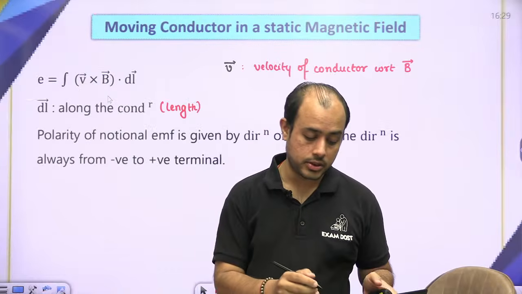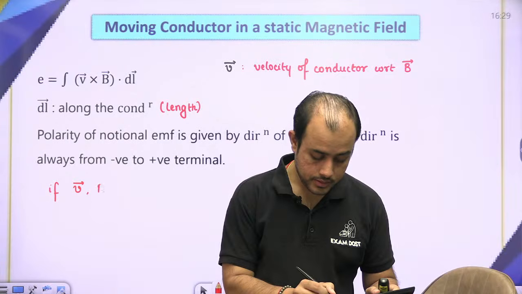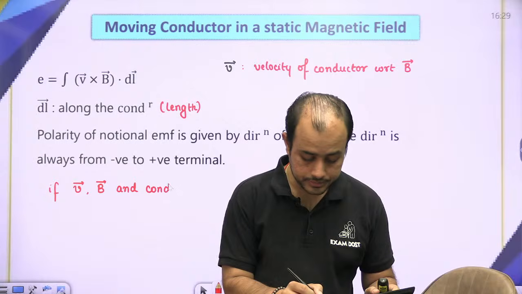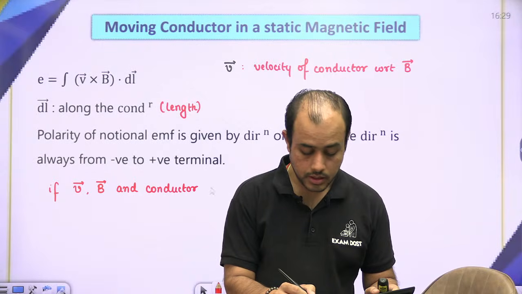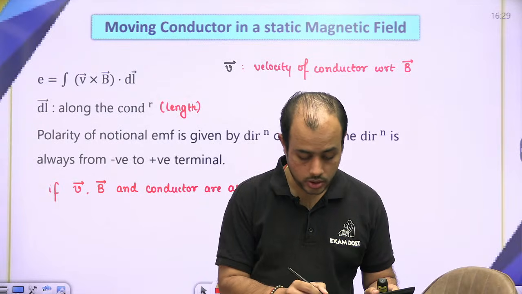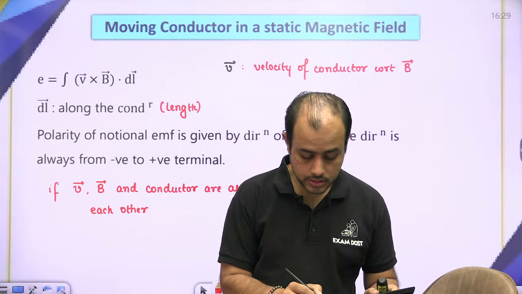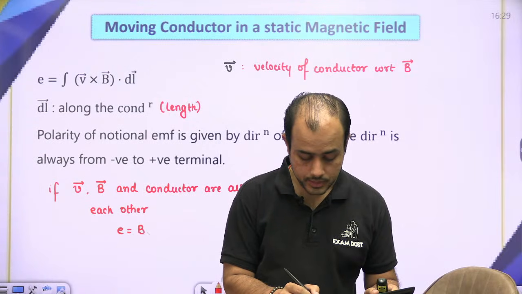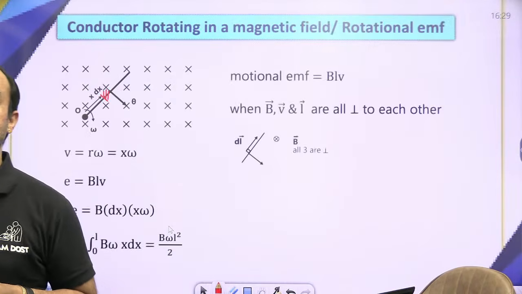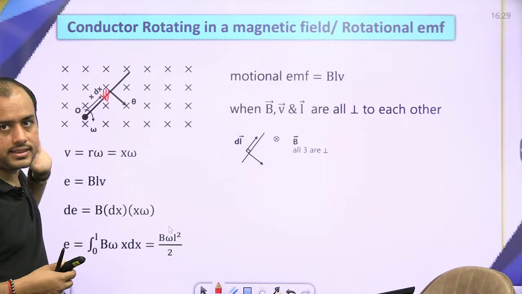अच्छा, एक चीज और मैं बता दूं, V vector and conductor are all perpendicular to each other, EMF will be BLV. EMF will come out as BLV. हाँ जी. So I will take a small length dx at a distance x.